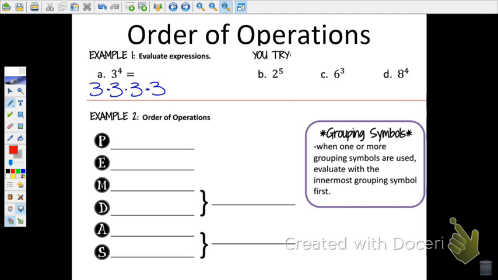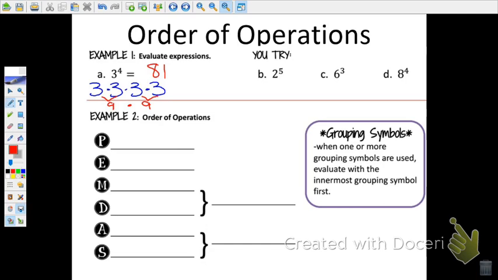So I know 3 times 3 is how much? 9. 3 times 3 again is 9. And then if I multiply 9 times 9, I get an answer of 81. So I would like you to do B, C, and D. Yes?